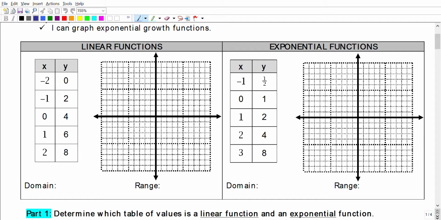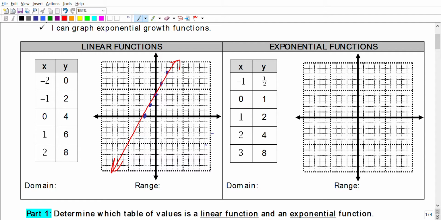So we have negative 2 comma 0, so right here, negative 1 comma 2, which is right there, 0 comma 4, 1 comma 6, and 2 comma 8. Alright, so that's what we have. Now we can go ahead and graph a straight line going through those points. And that was the best I could do there.